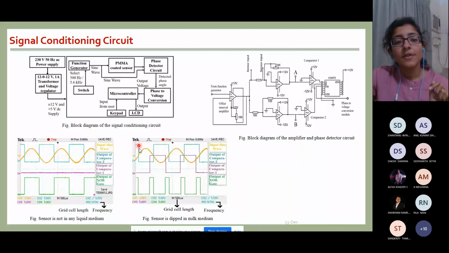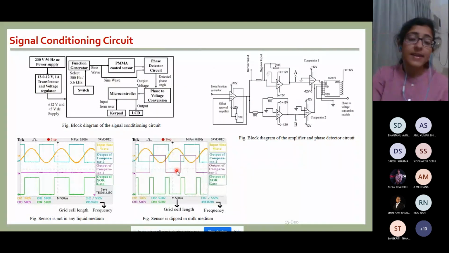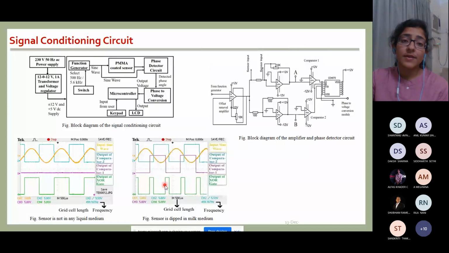In these two square waves, you can see that whenever one is low and the other is high, the inputs are opposite. At that time the output of the XOR gate is high. So this is basically the fully electronics part. In that way we find that the phase angle is detected. And now this square wave we pass to the phase to voltage conversion.